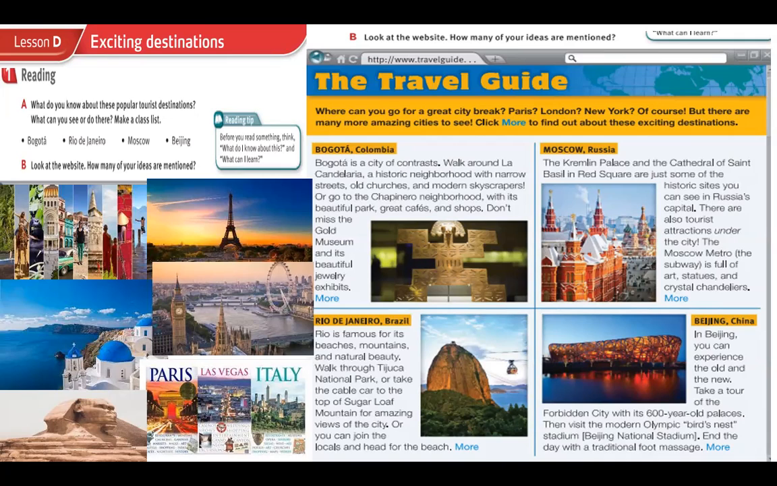Exhibits. Yeah, and you don't have to pay attention to the H, exhibits. Yes, excellent. This is cafes. The same cafes. Cafes, okay. And this is jewelry. Jewelry, yeah, you know, jewelry.